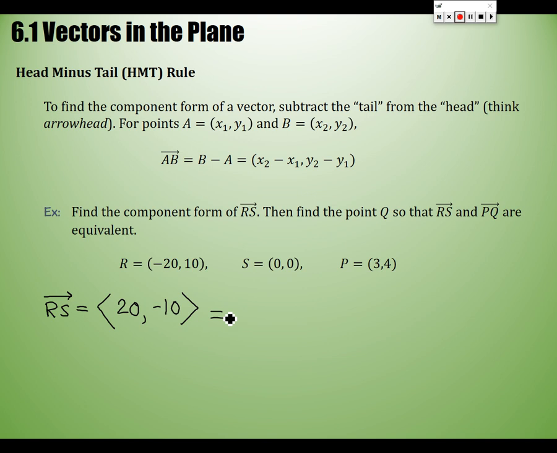So RS, the vector, and PQ are the same vector. So, what's PQ? Well, PQ is, of course, Q minus P. Well, we weren't given Q. That's a problem. Let's name Q temporarily. Give me 2 of your favorite letters. What would you like? Any letters you like. JP. Okay, perfect.